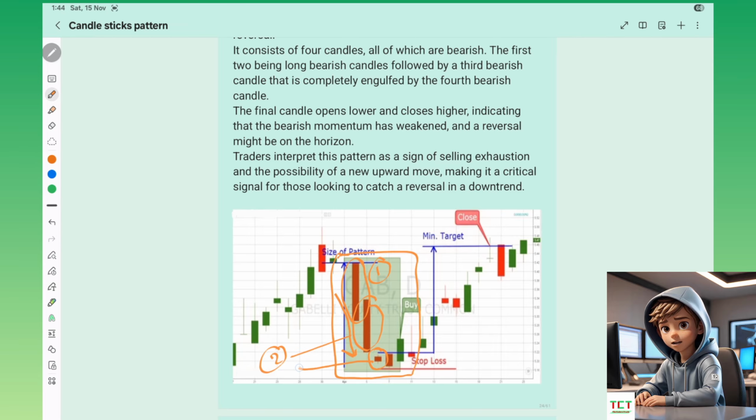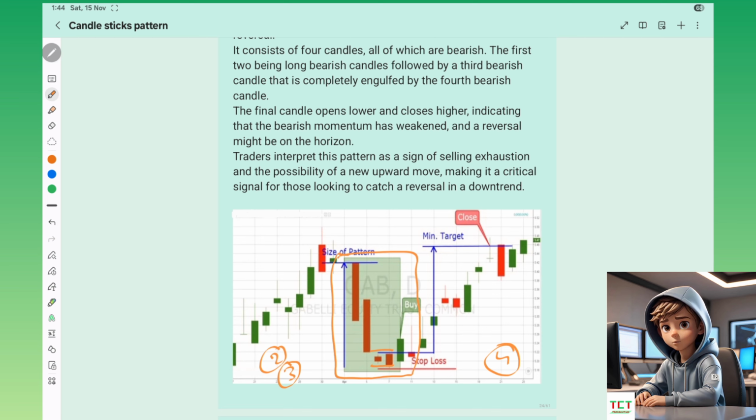Now comes the third candle. This is where it gets interesting. It's also a bearish candle, but it's smaller and may have a gap down. And then comes the fourth candle, the key candle. This fourth bearish candle is large, and it completely engulfs the third candle. The fourth candle opens lower and closes higher than the third candle, swallowing it completely. The concealing baby swallow is a rare pattern that forms during a downtrend.